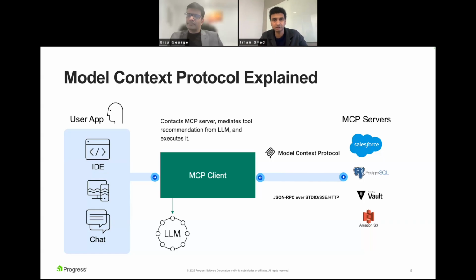That's basically it in simple terms. It provides you a model context protocol between the client and the server using JSON over RPC protocol. That's it.